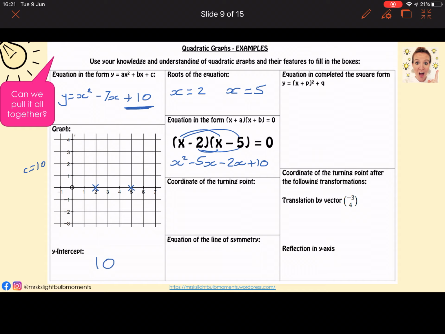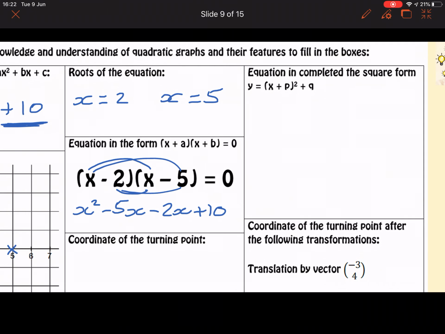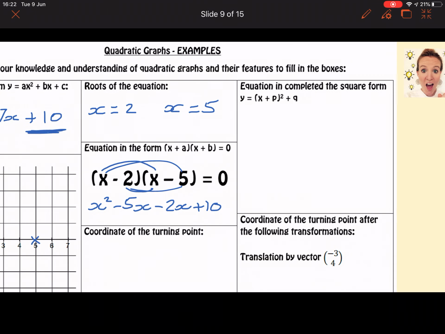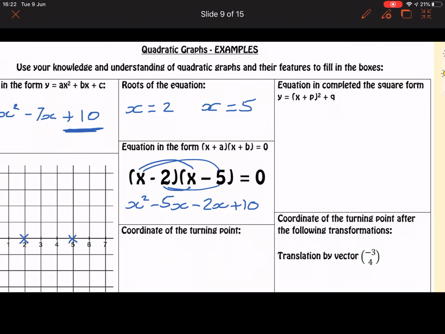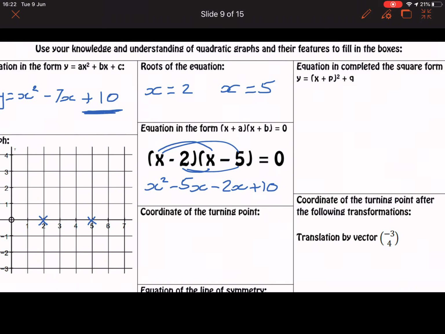And we always get that from that original equation. Now the next bit we've got to do is the completing the square, and that's this top right hand corner. You do that from the original equation. I can't zoom in that much. Sorry about that. We're going to use the original equation in the top left, x squared minus 7x plus 10. This is a bit of a recap from last session.